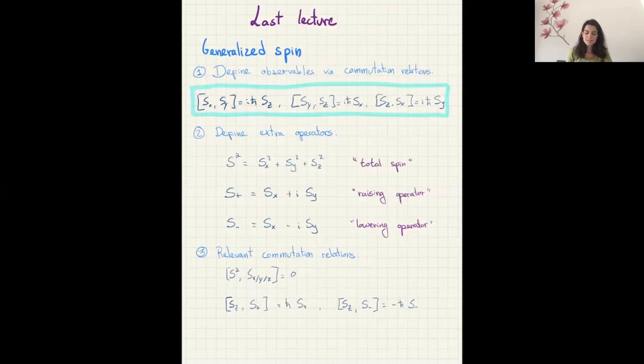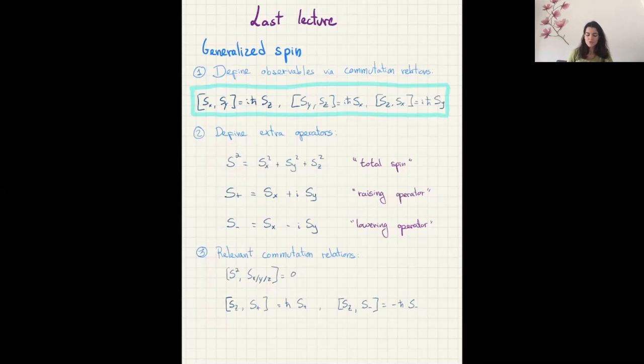So we start with this, and then we define these extra operators. The total spin is just the sum of the squares of the others. And then we define the ladder operators, the raising operator and the lowering operator, which are Sx plus i Sy and Sx minus i Sy. From there, we learned some commutation relations, namely that this total spin commutes with spins in the individual directions, x, y, and z.